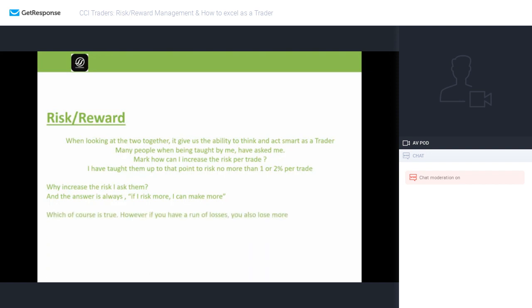However, if you risk more, instead of just 1 or 2%, and you increase the risk to 10 or more percent, and you have a run of losses, you will also lose more. Let's say you increase the risk to 10% per trade. So 10% of your capital is risked on a single trade. If you have a run of 5 losers, you will wipe out half of your account. Simple as that. Half of your account will be gone.